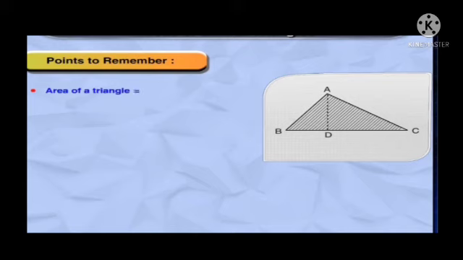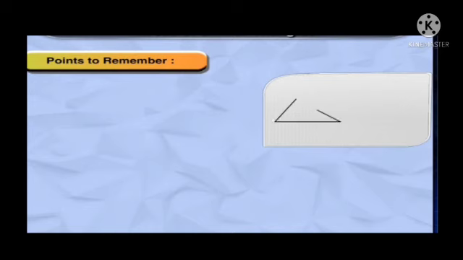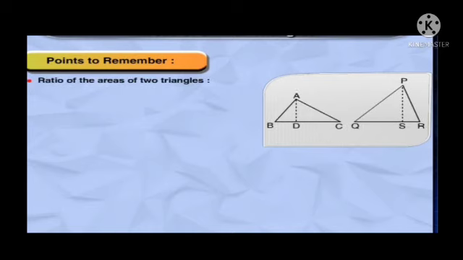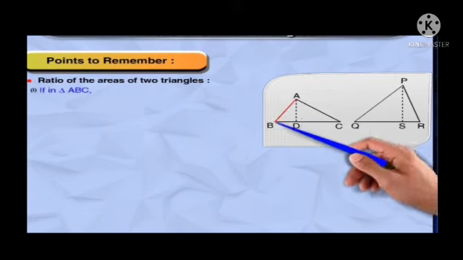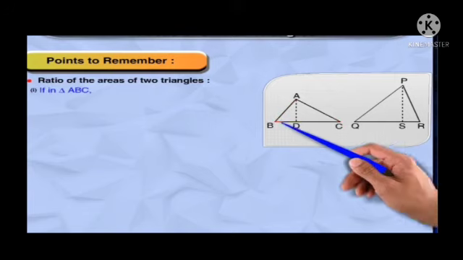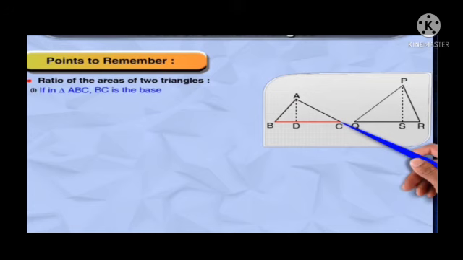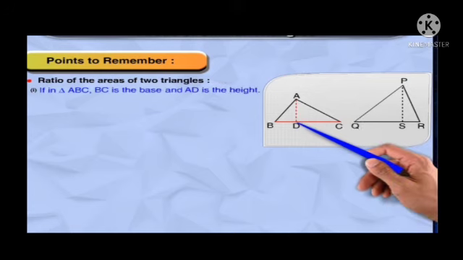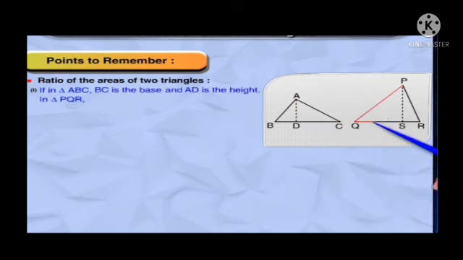Area of a triangle, we know, is half into base into height. Now let's take triangle ABC and triangle PQR, and the ratio of the areas of the two triangles. In triangle ABC, BC is the base and AD is the height. In triangle PQR, QR is the base and PS is the height.